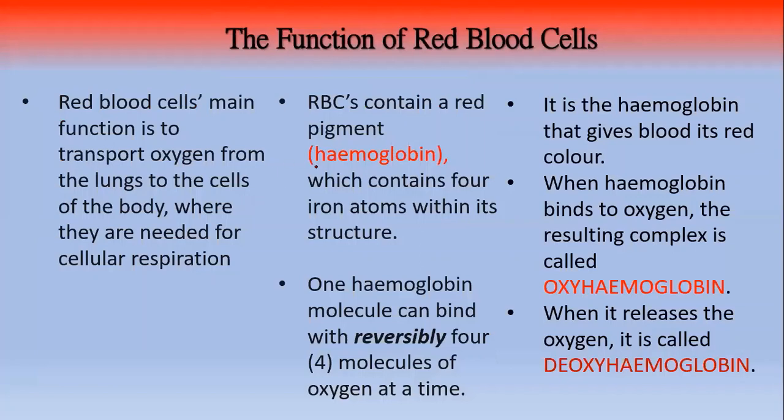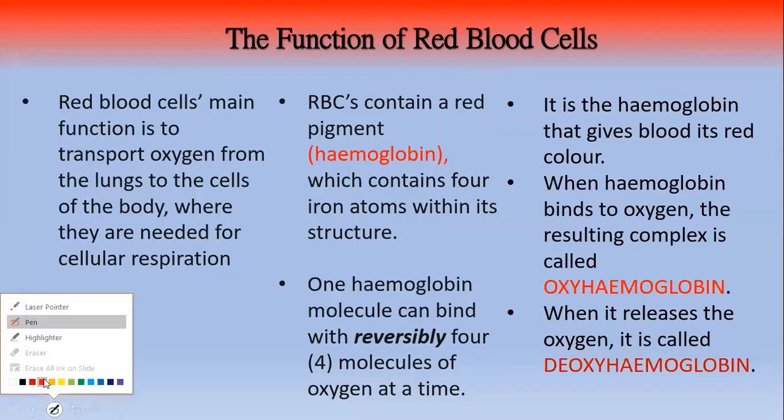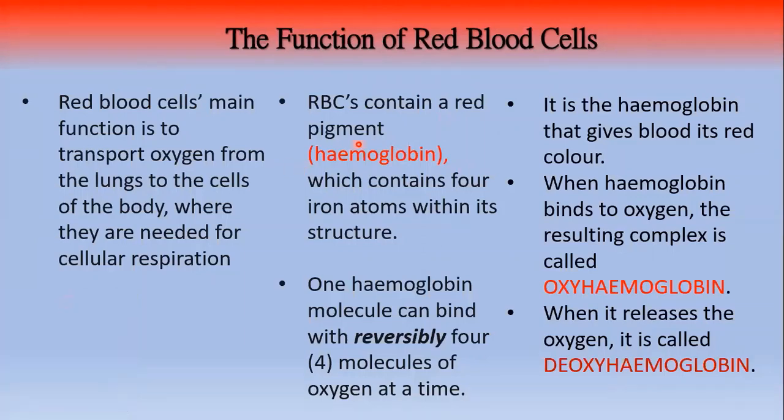The red blood cell contains hemoglobin, and the hemoglobin is a red pigment. It's actually what gives the blood its red color. This hemoglobin has 4 iron atoms within its structure. You would see a structure of hemoglobin in a while. It has 4 iron atoms in its structure.